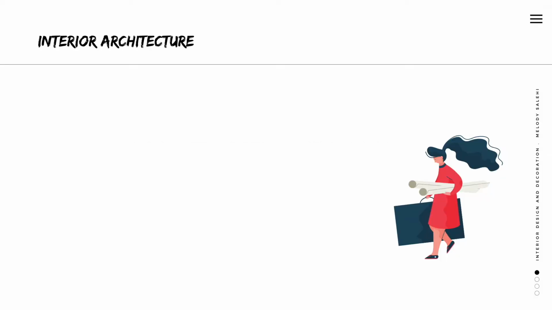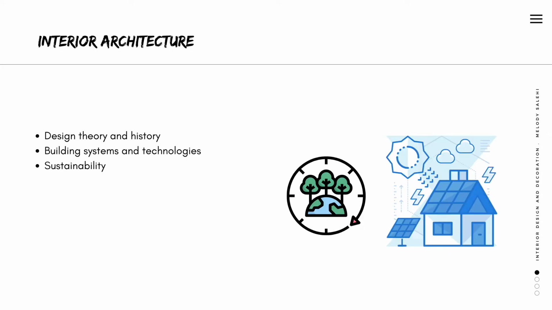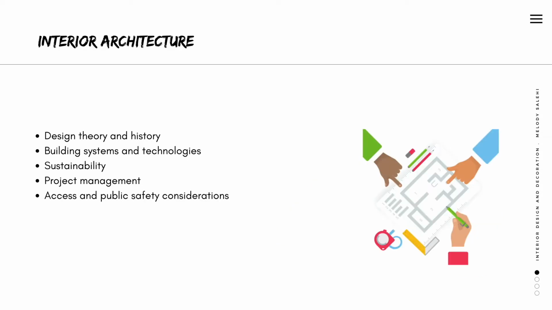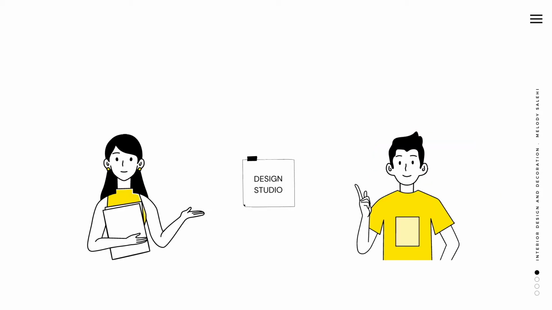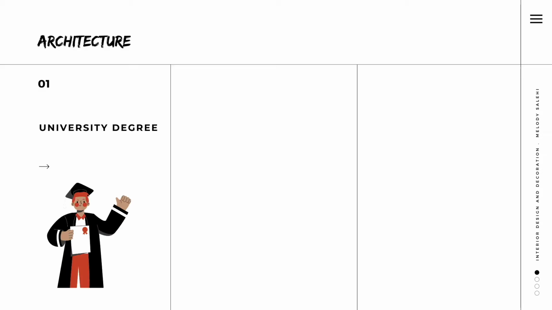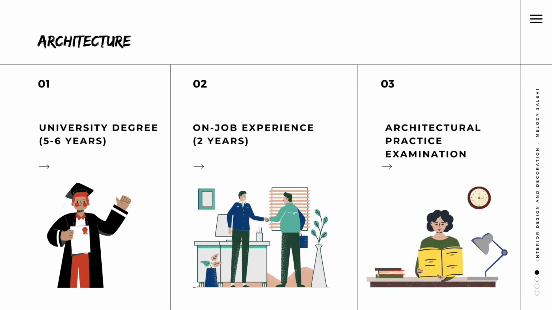Interior architecture students study subjects like design theory and history, building systems and technologies, sustainability, project management, access and public safety considerations, and the Australian codes and standards that relate to these areas. Legally, in order to be able to use the title of architect in Australia, architects must be board registered. This means architects or interior architects must have completed a recognized university degree, usually between 5 to 6 years of study, a required level of on-the-job experience for a minimum of 2 years, followed by an architectural practice examination.